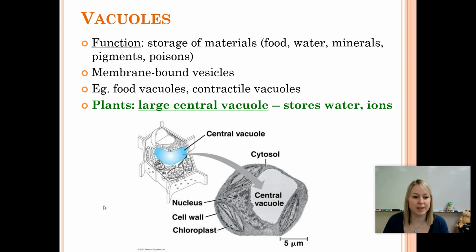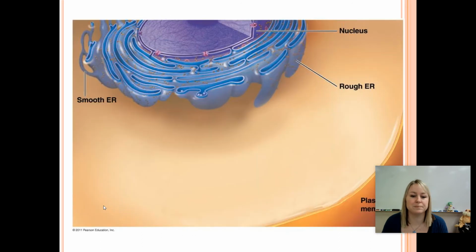There are also things called contractile vacuoles that single-celled organisms rely on in order to balance their water. If too much water goes into the cell, they can contract this structure and it will squirt water out. That's something unique to plants, their large central vacuole.